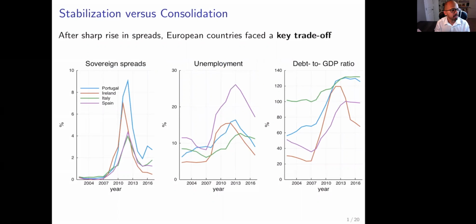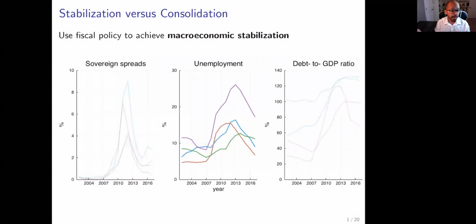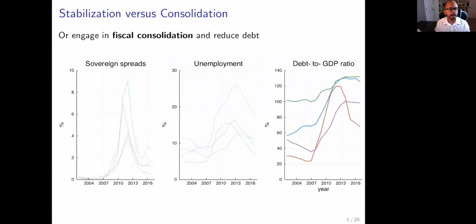After a sharp rise in spreads during the sovereign debt crisis, European countries face a key trade-off. On the one hand, they could use fiscal policy to achieve macroeconomic stabilization in fighting off the effects of the recession. On the other hand, they could engage in fiscal consolidation in an attempt to reduce government debt and ease the impact on sovereign spreads.